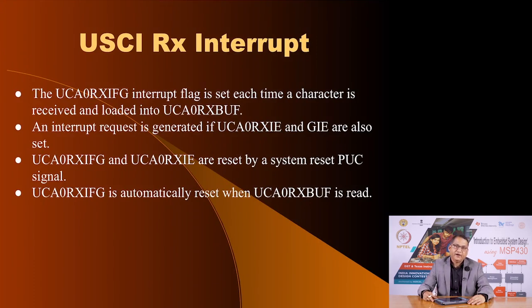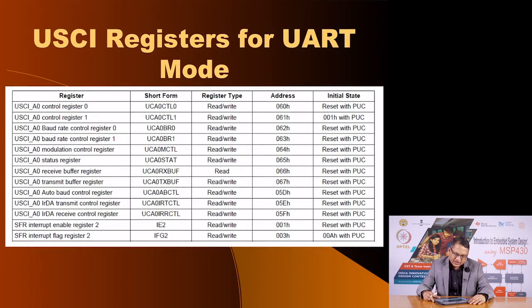You also have an independent interrupt for the receiving function, and whenever the interrupt flag is set, that means a new character is available in the buffer and the CPU can read it. The interrupt request is generated if this flag is 1 and you have enabled the global interrupts, and you reset it by resetting this flag, and it is also reset on power up clear condition. And this flag is automatically reset when you read the buffer register. So, when you read it, you do not have to clear the interrupt flag, it is automatically cleared. These are the various registers for the UART module.